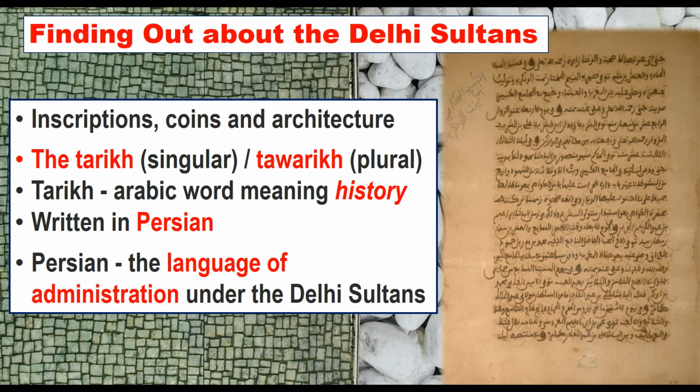Tarikh is an Arabic word meaning history. Tarikh is singular and Tawarikh is plural. Tawarikh are histories written in Persian. Persian was the language of administration under the Delhi Sultans. Here you can see a page from one of the Persian Tawarikh.